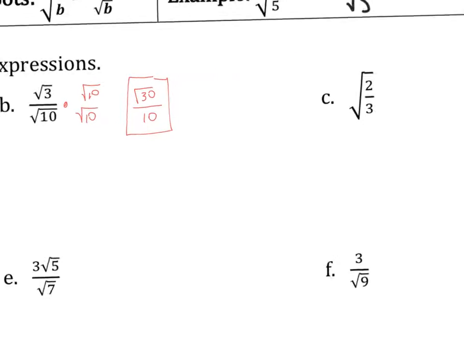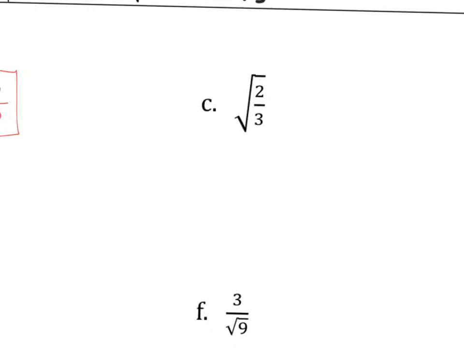Let's do this process again to make sure we get it. So in this one, we're going to start slightly different. Since we're starting with a fraction within a radical, we're going to start by splitting up the square root of 2 over 3 to the square root of 2 over the square root of 3.